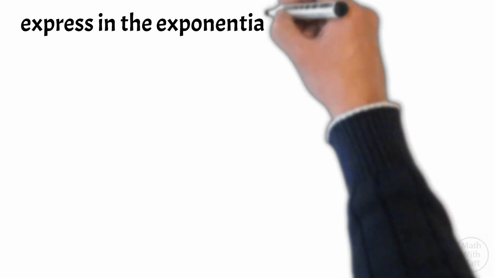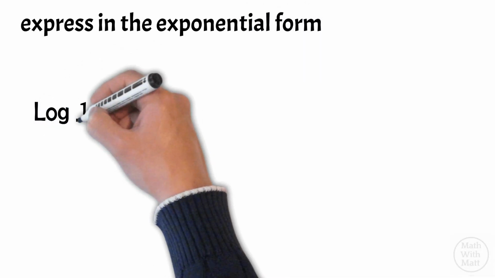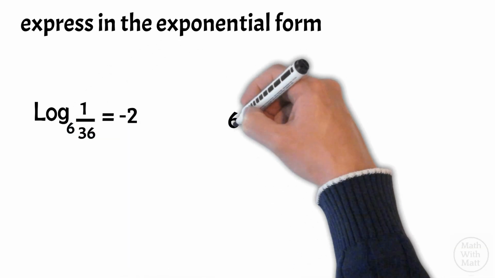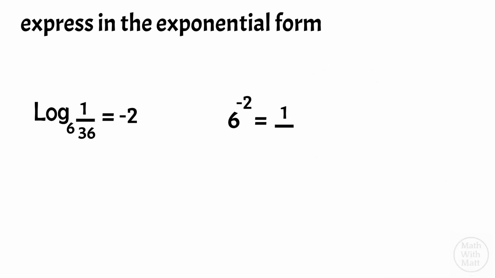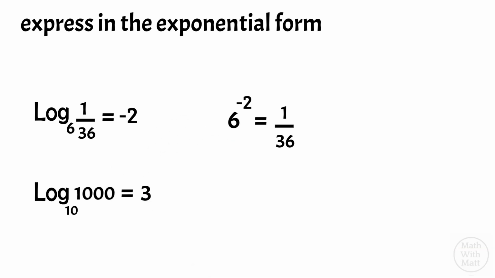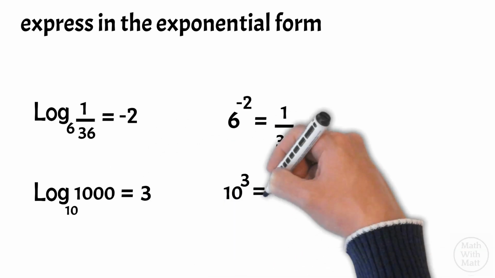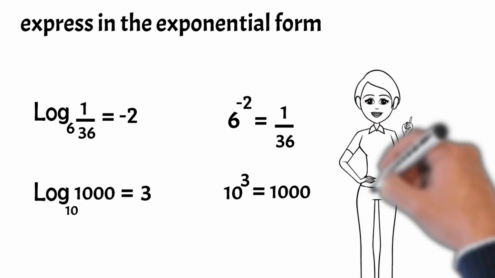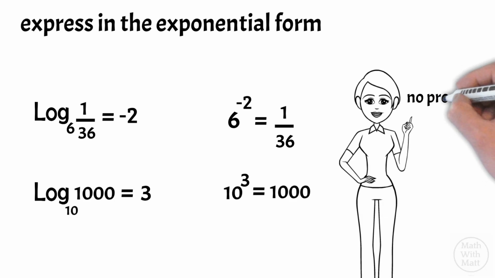In the next set, we need to show the given log equation in exponential form. The first problem we have, log of 1 upon 36 to base 6 equals minus 2, which in exponential form becomes 6 to the power minus 2 equals 1 upon 36. Another problem we see here is log to base 10 of 1000 equals 3, which in exponential form becomes 10 to the power 3 equals 1000. Remember, we never let negative numbers and fractions scare us, and solving these problems should be no problem at all.